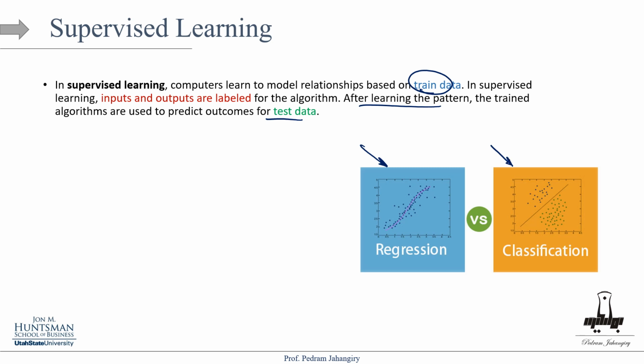Regression models are the ones where the target variable, your left-hand side variable, is continuous, right? So y is continuous. And classification models are the ones where your y variable, your target variable, is categorical, okay?